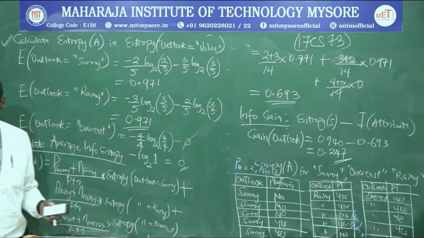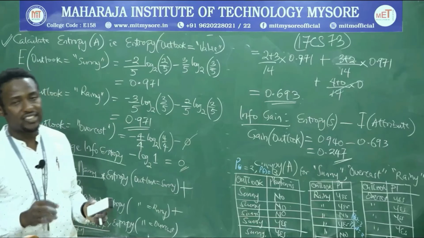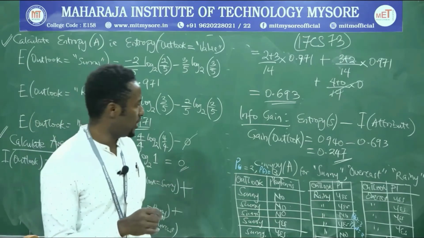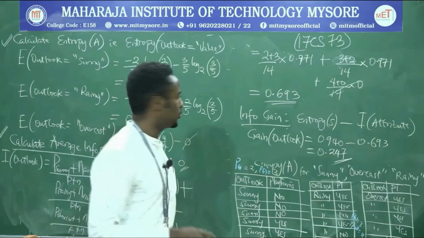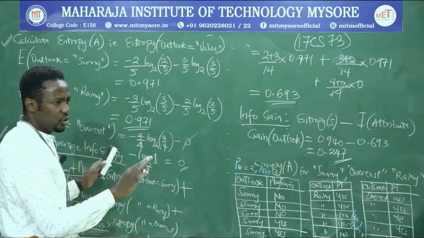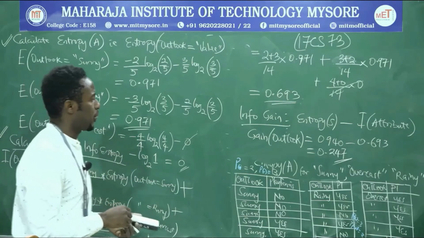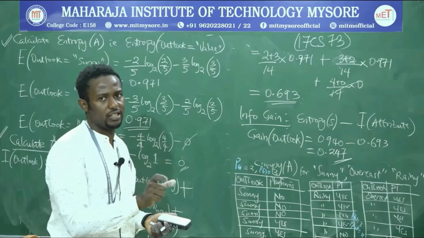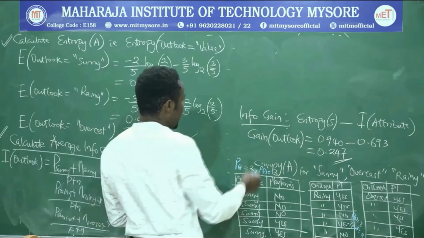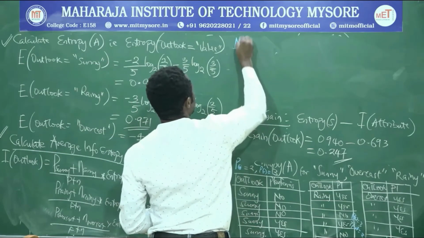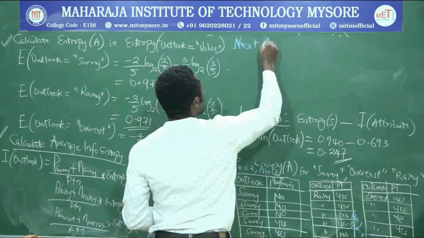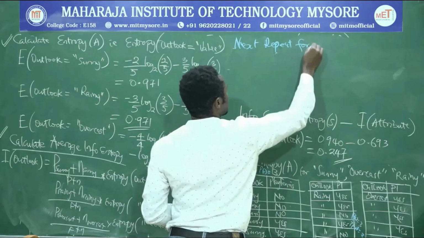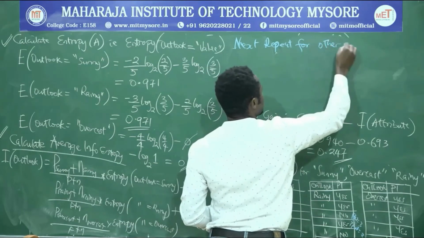We are done with what? Outlook, right? Attribute equals outlook. What happens to temperature, humidity, and windy? That is an assignment for you. So, what you have to do, please listen. I'm going to give you the answer. You have to trace it and check whether there are discrepancies, okay? Next, repeat for other attributes.